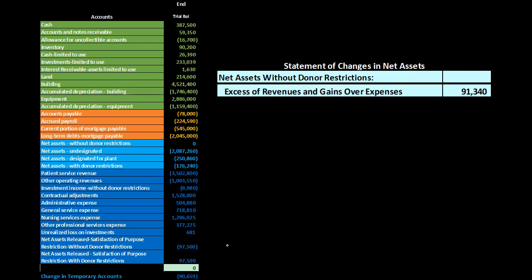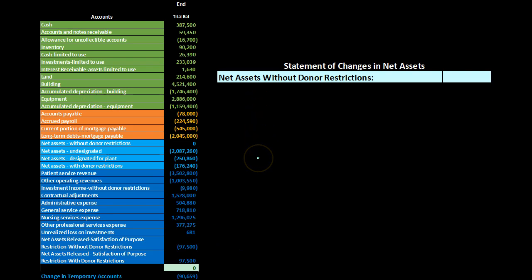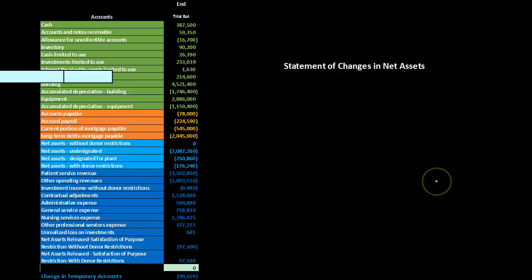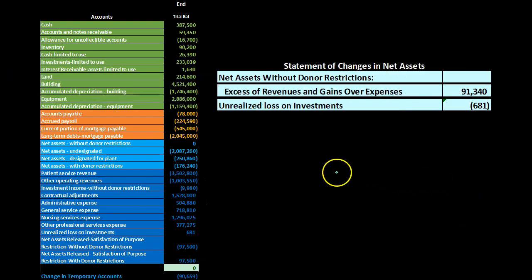We've got the net assets without donor restrictions. That's going to be the 91,340. That 91,340 is going to be this number here. So that 91,340. Then we're going to take that and we're going to include the unrealized loss on investment as expected.